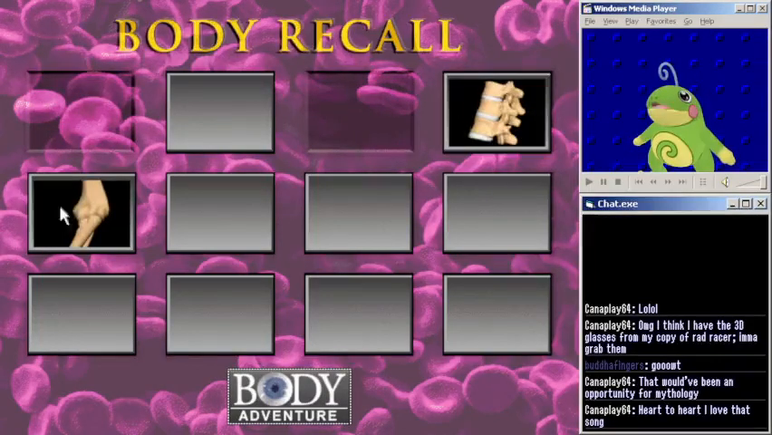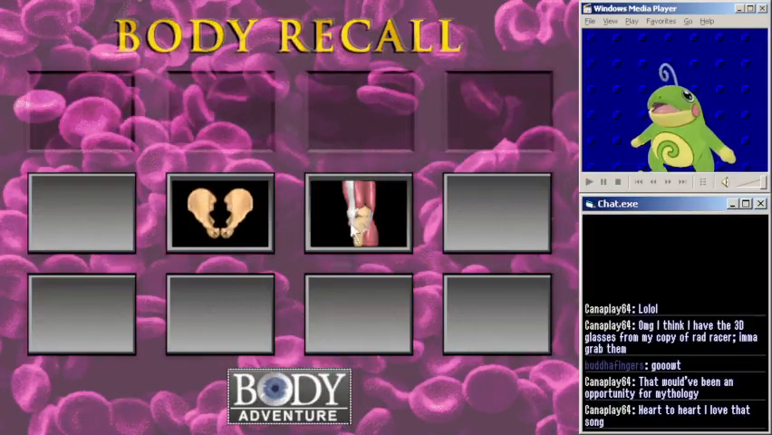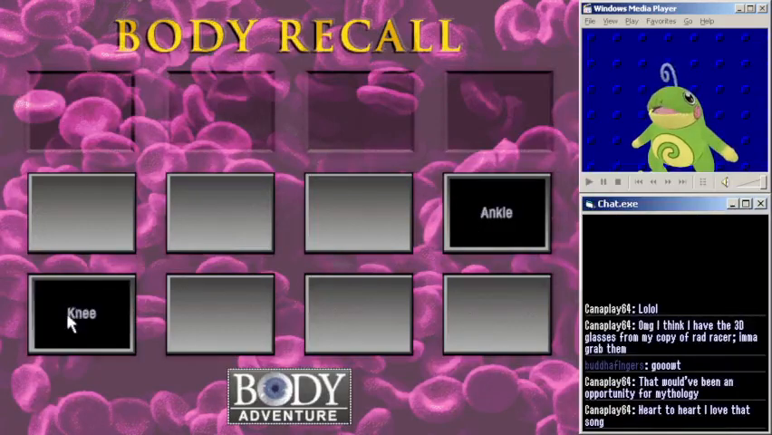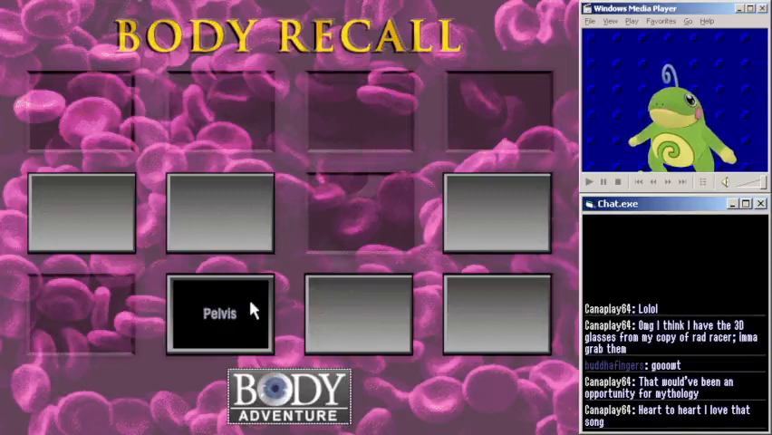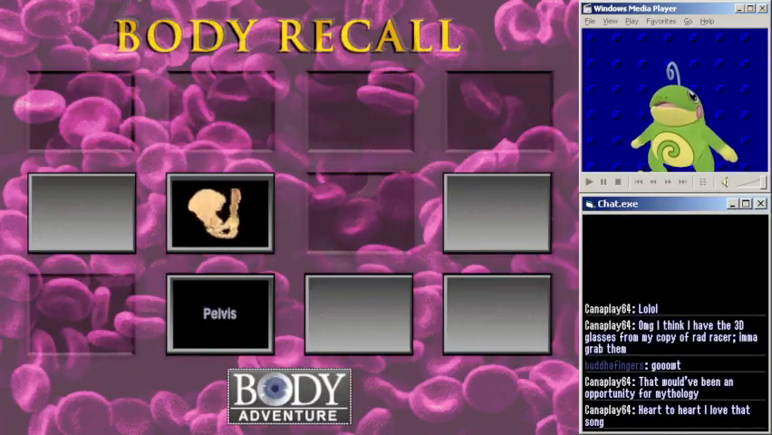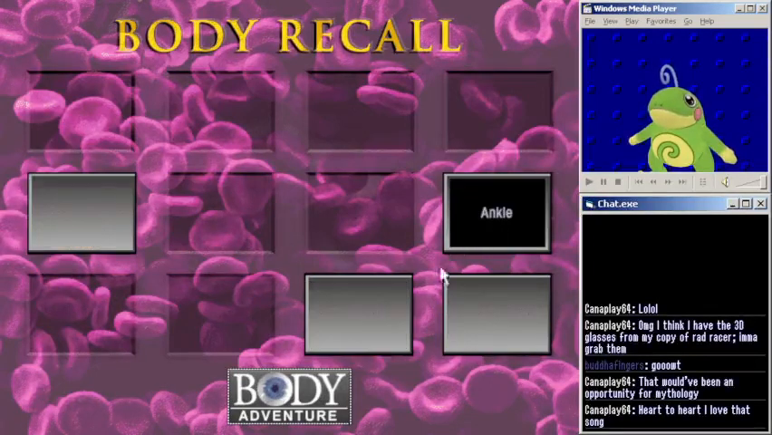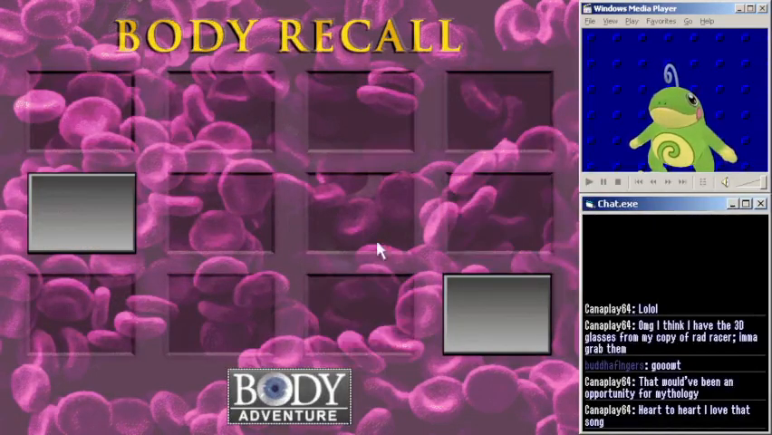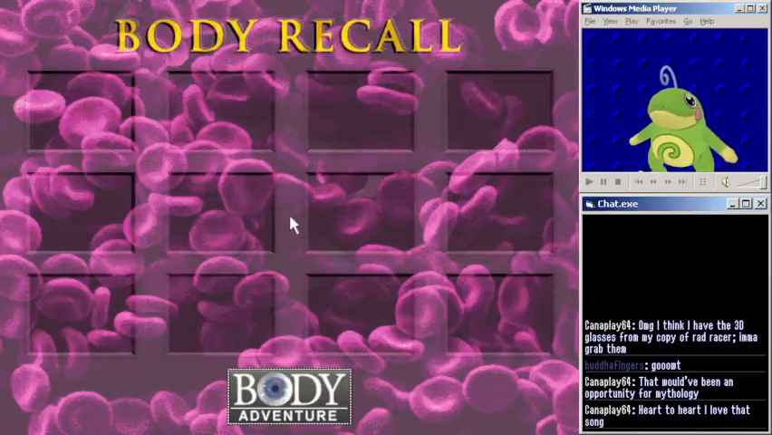Spine or vertebrae? Vertebrae. Pelvis, knee, ankle. Knee, okay. Got it. Pelvis, yeah, we just saw pelvis. Ankle. Nope, ankle. There we go. And elbow. Perfect. Great job!